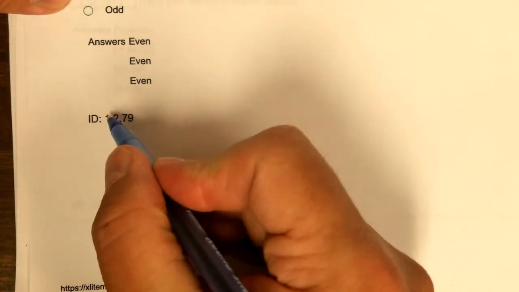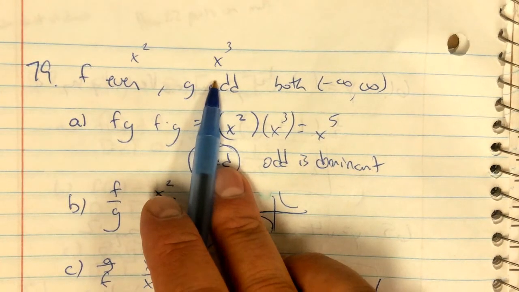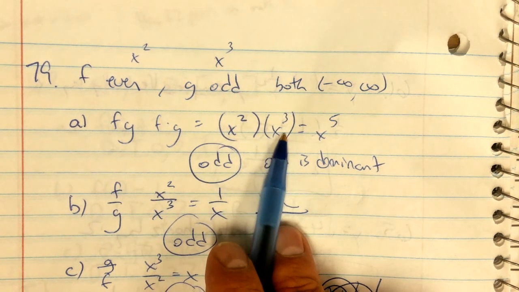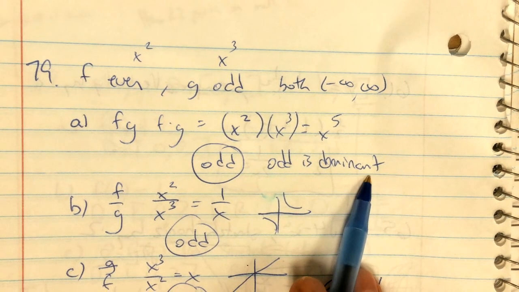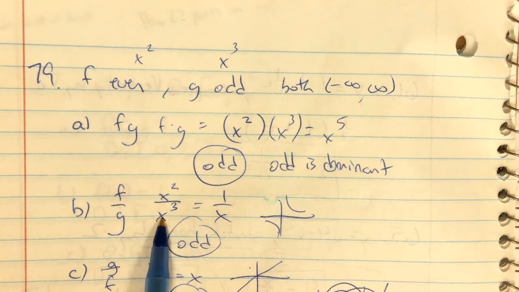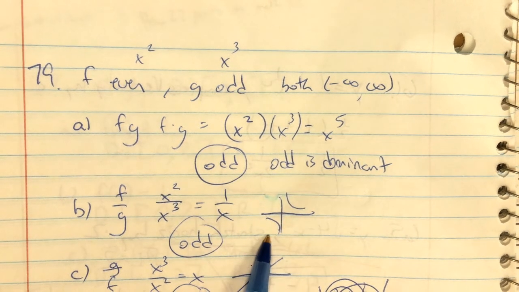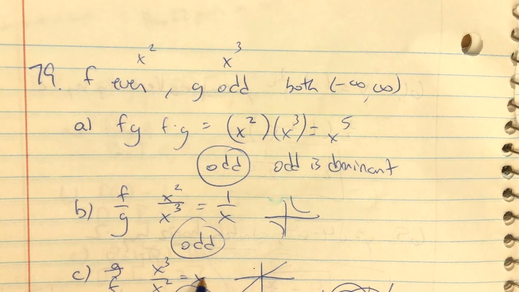Okay. Now, why that was a little unusual to me is when I did 79 in the book, because you know this is section 1-2, number 79. On that one, it said even and odd. And so on that one, if you have an even like x squared times an odd like x cubed, then you get x to the fifth, which is odd, and so odd would be dominant. And then it wanted f over g, so x squared over x cubed is 1 over x, which is odd. G over f would be like x cubed over x squared, which is x, which is odd.